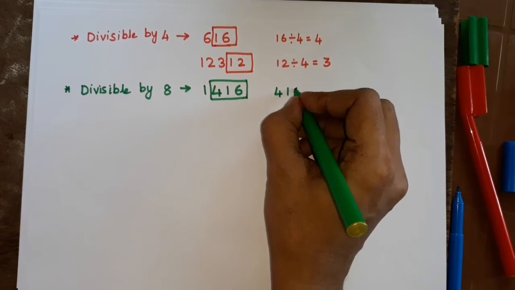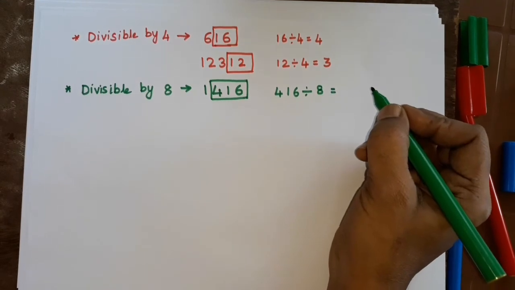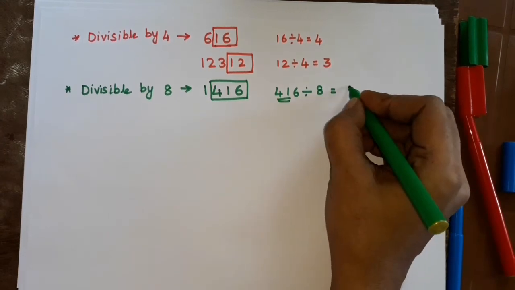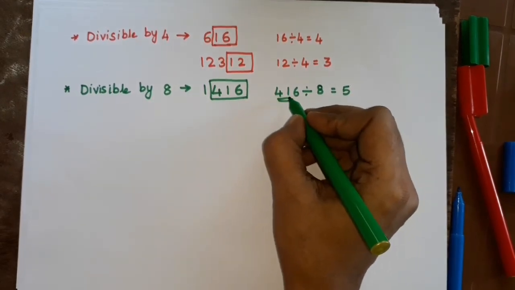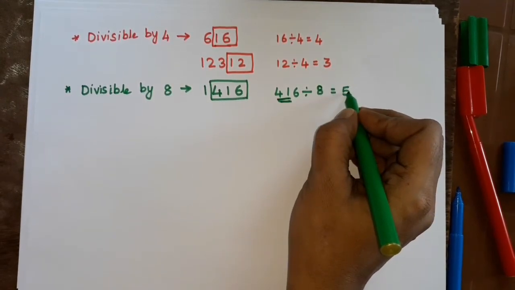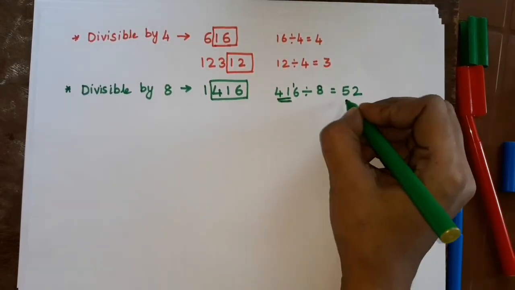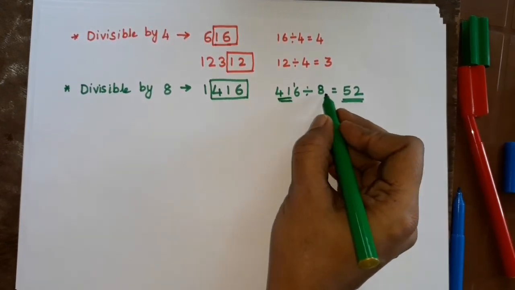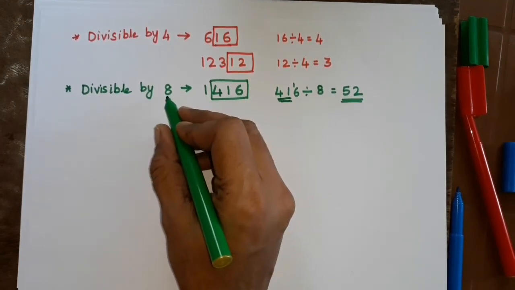Is 416 fully divisible by 8? We will check. How we will check? 416 divided by 8. First we will take the first 2 digits. 8 how many times will it go? 8 5s are 40. 5 times. Remainder is 1. So it will become 16. 8 2s are 16. This is the quotient and remainder is equal to 0, which means 416 is divisible by 8. Therefore 1416 will be divisible by 8.